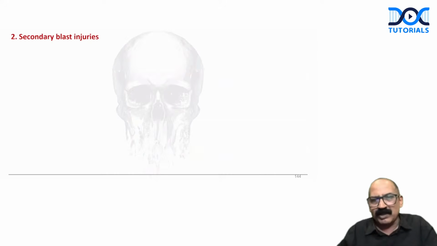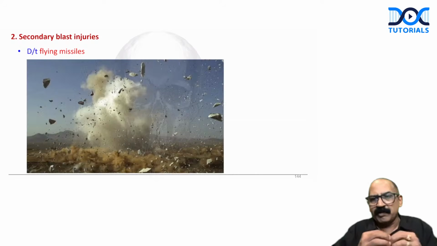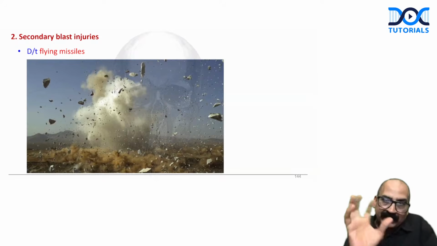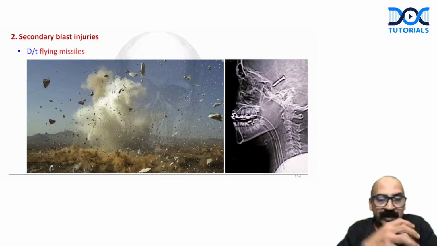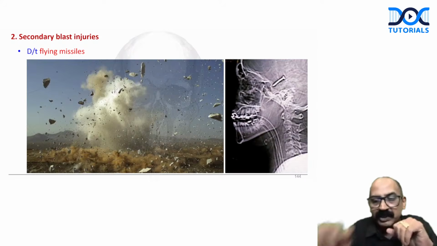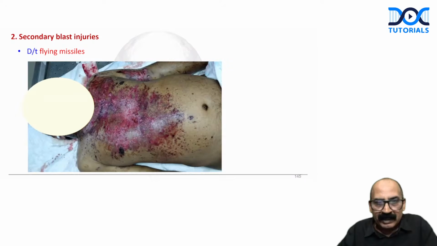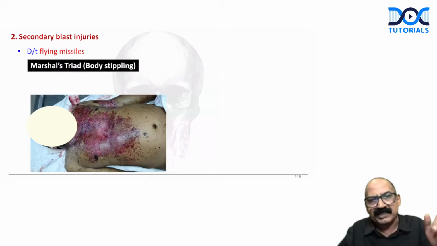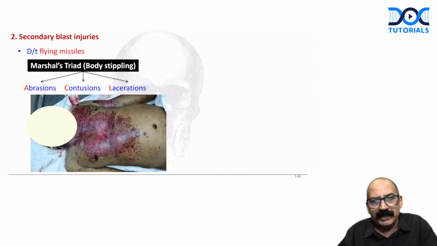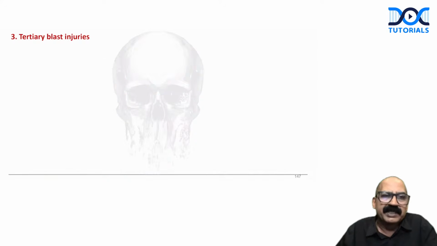Secondary blast injury. Once the bomb has fallen over the ground, there may be multiple debris flashing from the ground. At the same time, the bomb itself may contain nails or stones or any other foreign objects. They come like flying missiles and hit a person. For example, in this figure, you see a nail has entered into the cranium. So secondary blast injuries are due to flying missiles. Secondary blast injury usually gives rise to a combination of abrasion, contusion, and laceration, known as martial stripe or body stripping.